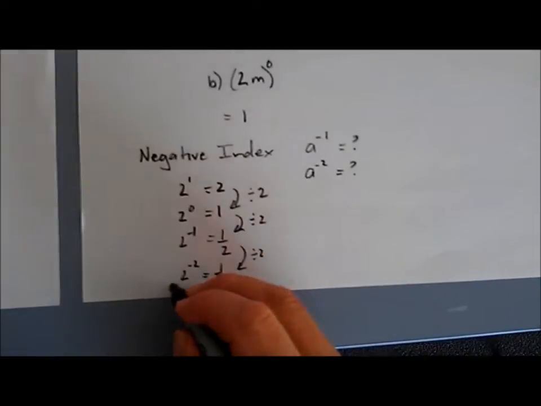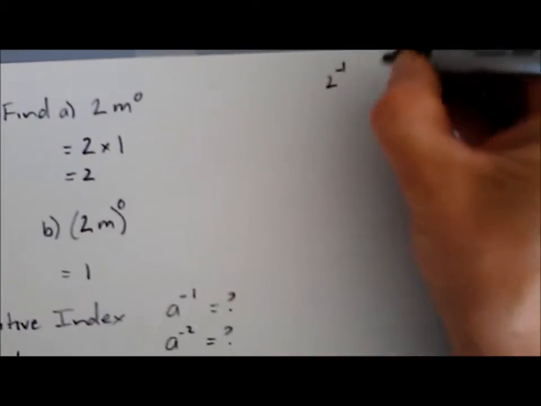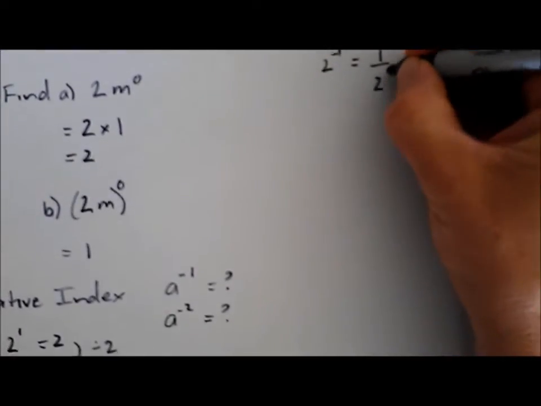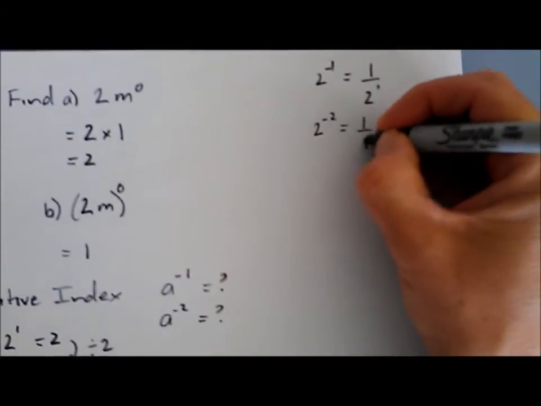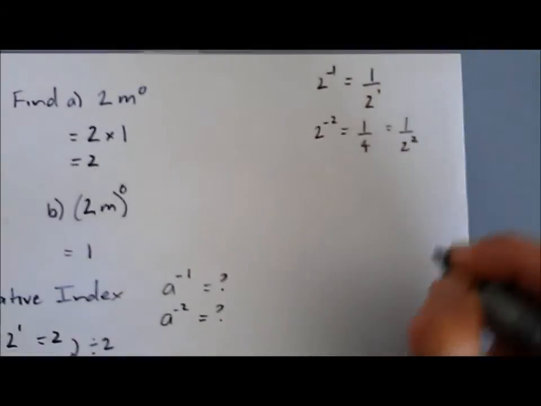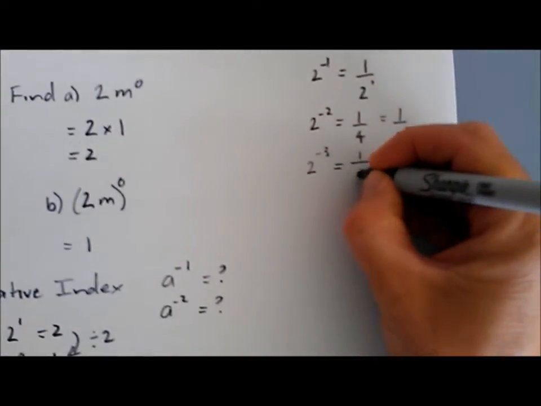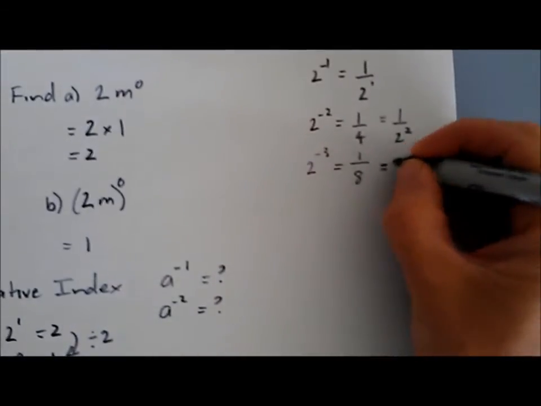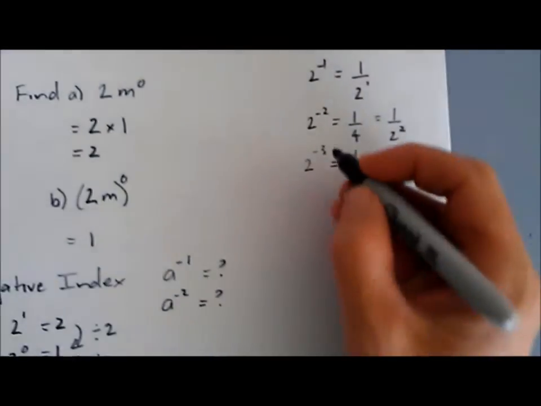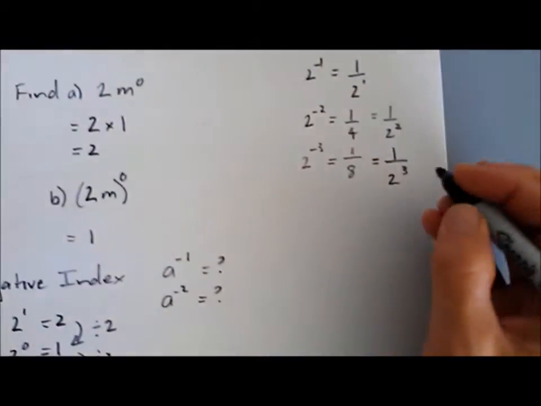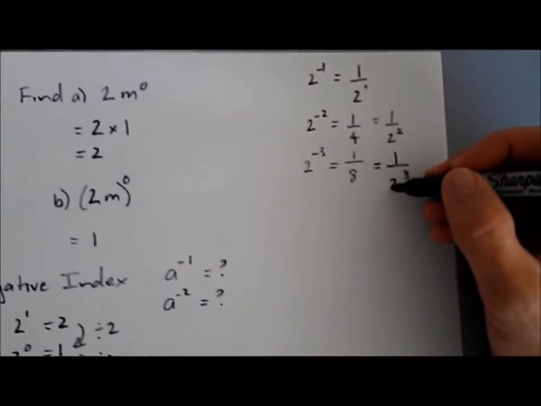So if I have a little bit of an explore of what I've got here, 2 to the negative 1 is really 1 over 2, or 1 over 2 to the 1. 2 to the negative 2 was a quarter, which is 1 over 2 squared. I can conclude that 2 to the negative 3, dividing by 2 as a fraction, is 1/8, which is going to be 1 over 2 cubed. So it leads me to this point where raising to a negative power is actually moving the index underneath. It's moving it to the denominator.